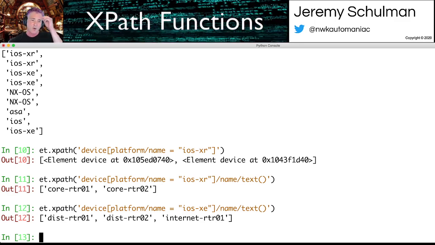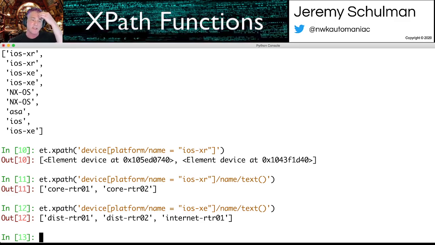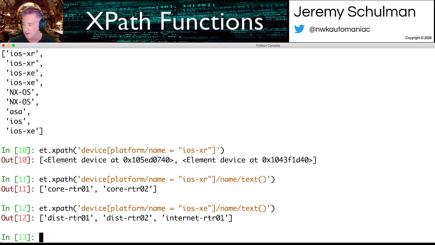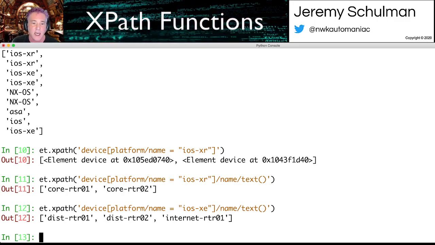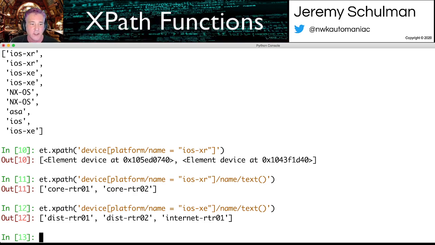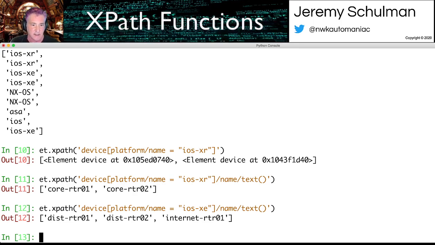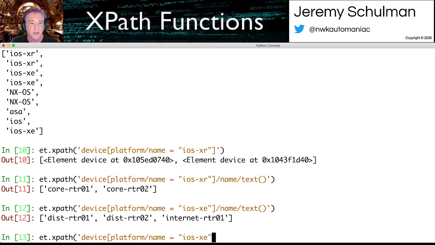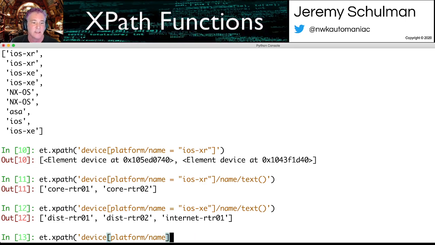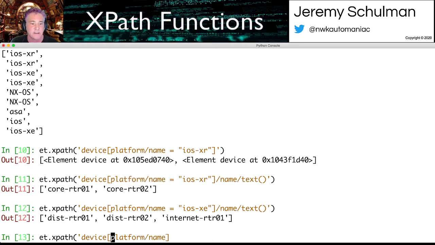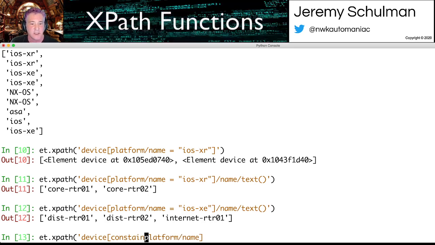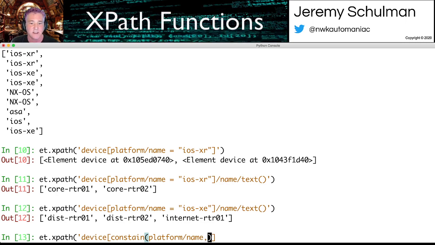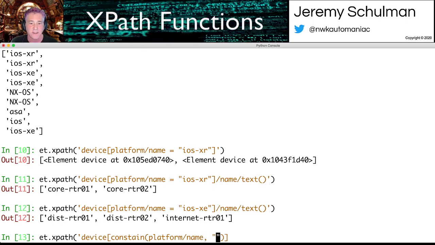And for now, the only functions that are provided in libXML are the 1.0 ones. So we kind of have to be a little careful about what we choose to use. I know that one of those functions is contains. So what we could do is I could say the criteria that I want to match is I'm going to use this function called contains. And the first thing that you give it is the thing that you want to check. And the second thing is the string value that you want to look for. So I could say iOS.